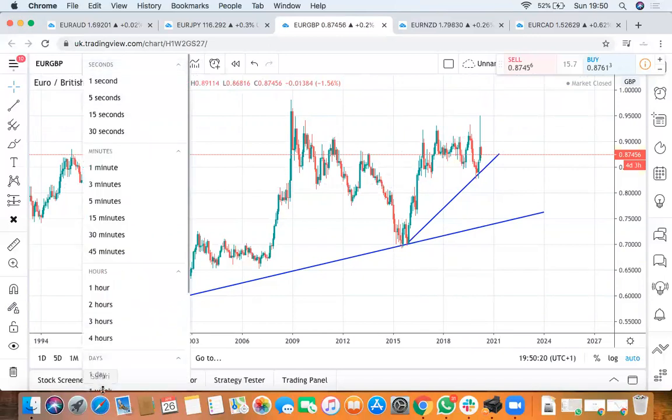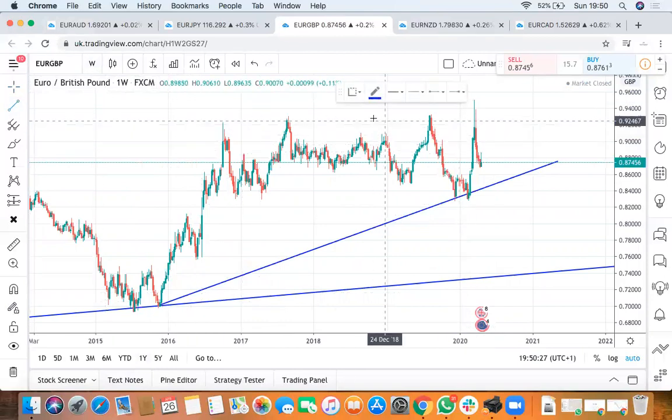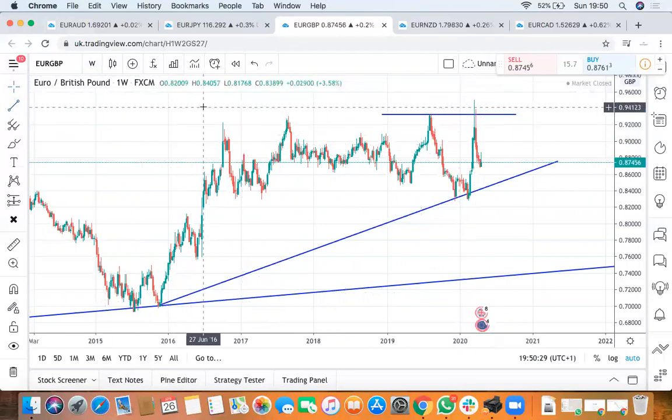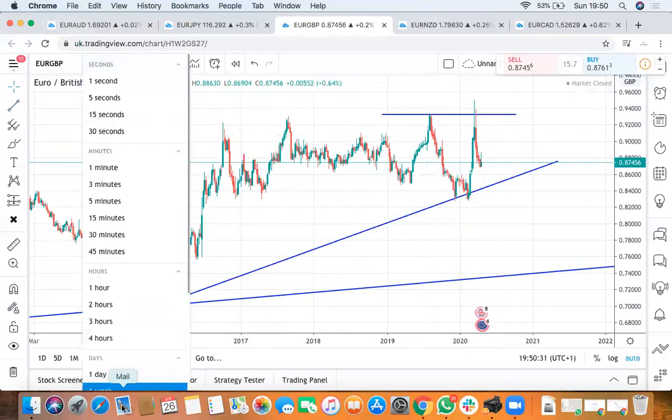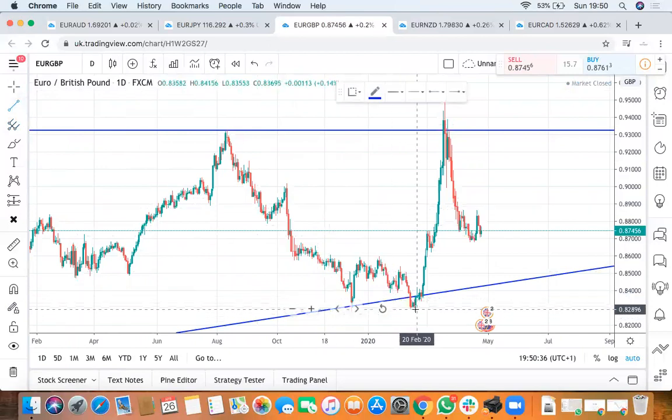If not, then we go to the weekly time frame. We can see that price never closed above this high, which doesn't mean that we are bullish. So we don't have to stick to our bullish bias. If we see something in the lower time frame, we can take it.